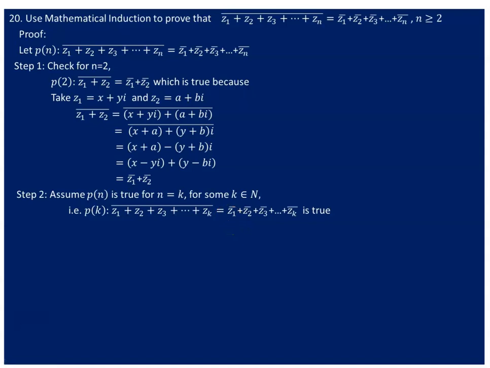So using this assumption, we need to come to what? Step 3. In step 3, what we need to do is show that p of n is true for n is equal to k plus 1. Do you remember the steps? We are just applying the steps.